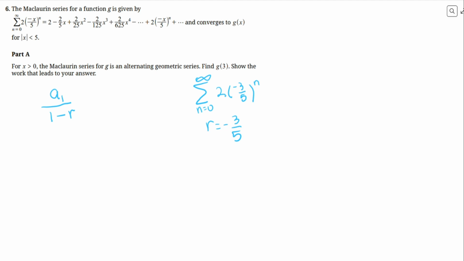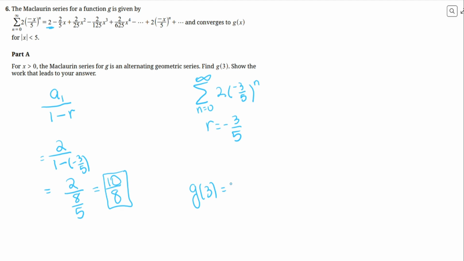Okay, now plugging all of our terms into our formula, we get the first term, which is 2, divided by 1 minus negative 3 over 5. This equals 2 over 8 over 5, which also equals 10 over 8. And that is our answer. So g of 3 equals 10 over 8.